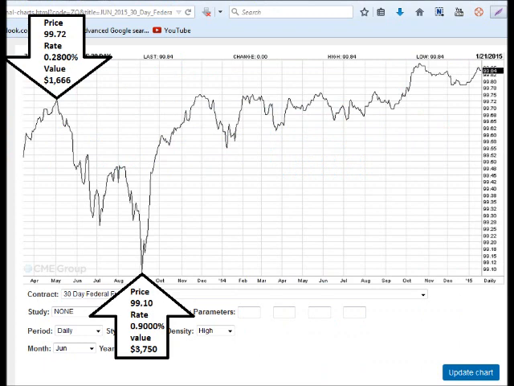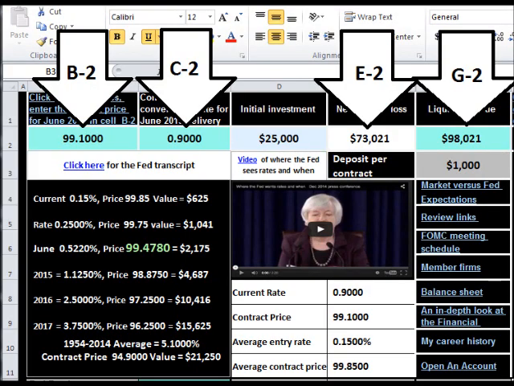$58,646. The last time we had a credible and sustainable threat in a hike in the Fed funds rate, the June 2015 delivery moved from 99.72, rate 0.2800, contract value $1,666, to 99.10, rate 0.90, contract value $3,750. Let's assume that history repeats itself. Please enter 99.10 in cell B2.